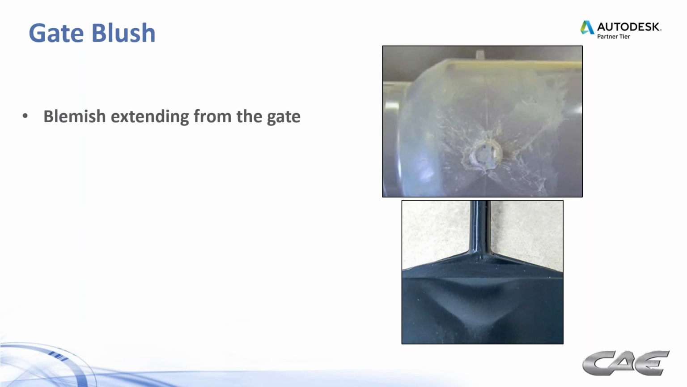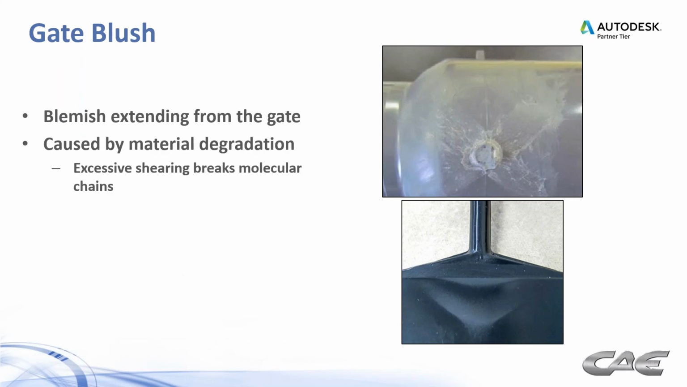Next issue is gate blush. It's a blemish extending from the gate. It's caused by material degradation, where we have excessive shearing, breaking molecular chains. Usually occurs with thin gates, small gates, molds with too few gates, perhaps the fill rate is too fast.